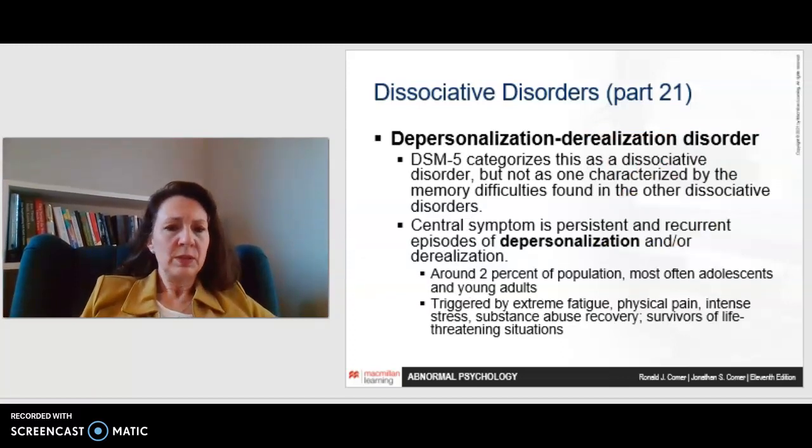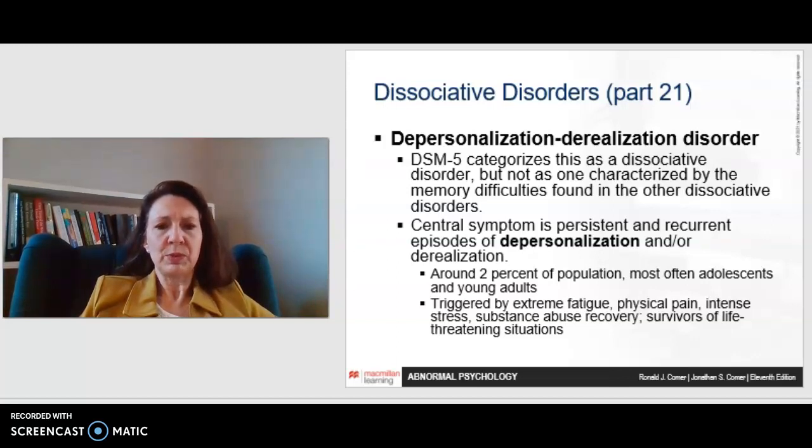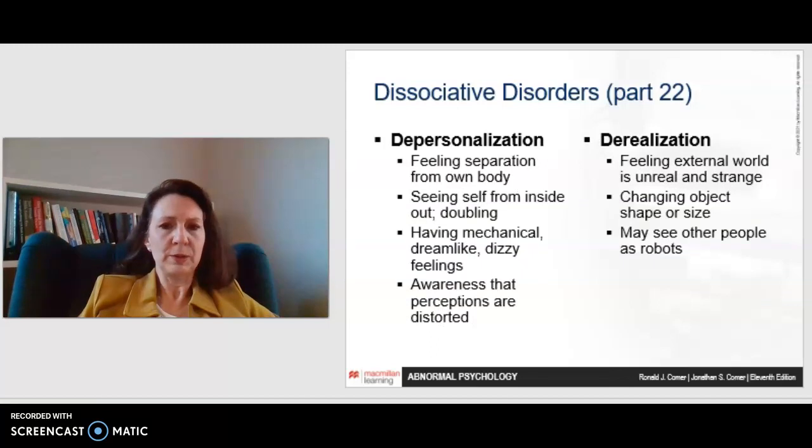And last but not least, I want to touch on depersonalization and derealization disorder. This is a dissociative disorder, but not one characterized by the memory difficulties found in other dissociative disorders. The central symptom is persistent or recurrent episodes of depersonalization or derealization that affects around 2% of the population, most often adolescents and young people. It's triggered by extreme fatigue, physical pain, intense stress, substance abuse recovery, or being a survivor of a life-threatening situation.